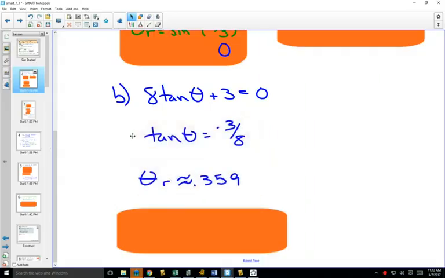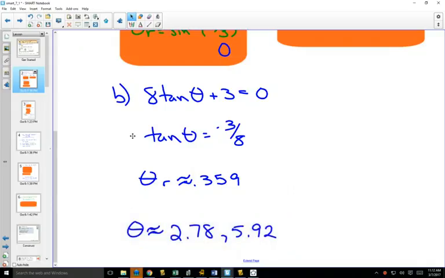Again, we're still thinking in radians. Get tan by itself, you get -3/8. Find your reference angle by doing tan inverse of +3/8. You get 0.359. And then where are our answers? Tan is negative in quadrant 2 and quadrant 4. So there are our answers. Now, these first two ones would have been calculator questions because you would have had to find your reference angle using your calculator.